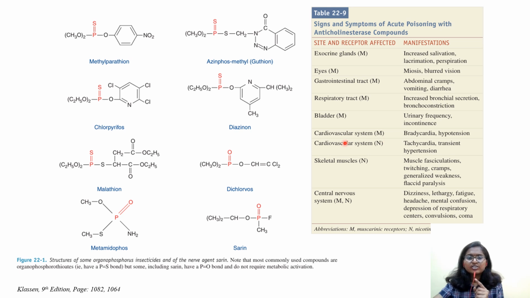Coming to the cardiovascular system, the heart has both muscarinic receptors as well as nicotinic receptors. For muscarinic receptors, the action is bradycardia and hypotension. And for nicotinic receptors on the heart, the action is tachycardia and transient hypertension. Coming to skeletal muscles, they are abundant with nicotinic receptors and they cause muscle fasciculation, twitching, cramps, generalized weakness, and flaccid paralysis. Central nervous system, your brain, contains muscarinic as well as nicotinic receptors and it causes dizziness, lethargy, fatigue, headache, mental confusion, depression of respiratory centers, convulsions and coma.